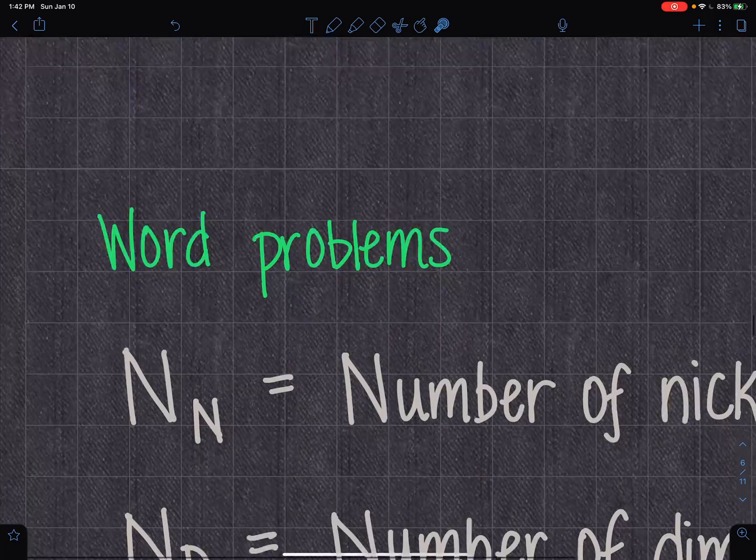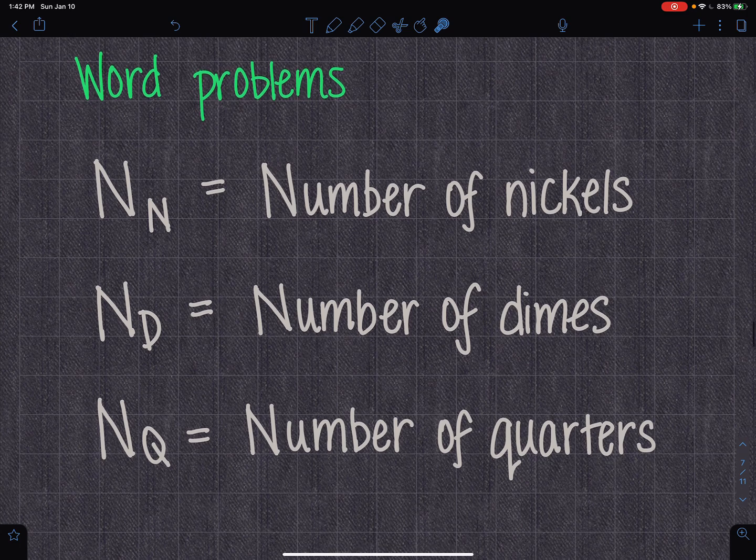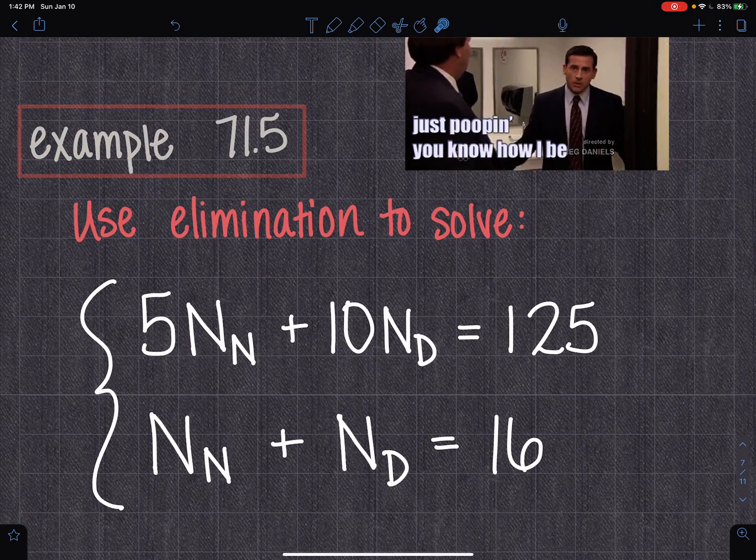So let's look at an example. Here, when you see some word problems, these are some of the things it could be. N_N is the number of nickels, N_D is the number of dimes, N_Q is the number of quarters. You don't have to remember that. That's just a variable. It can change. They could say, you know, G is the number of nickels. Who knows? Anyway, you get it. But let's do example 71.5, and we're going to use the elimination method.